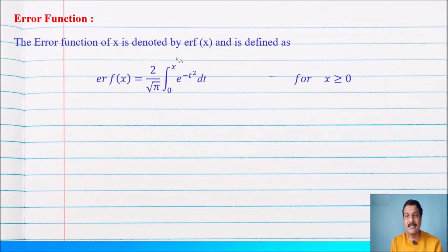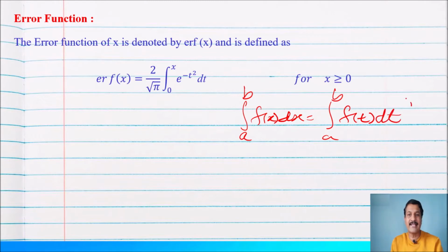Sometimes in some books you will find this variable different, that is, instead of t there may be u. So don't get confused, because in a definite integral, for example integration from a to b f of x dx, we know it equals integration from a to b f of t dt. So we can change the variable without changing the limits.